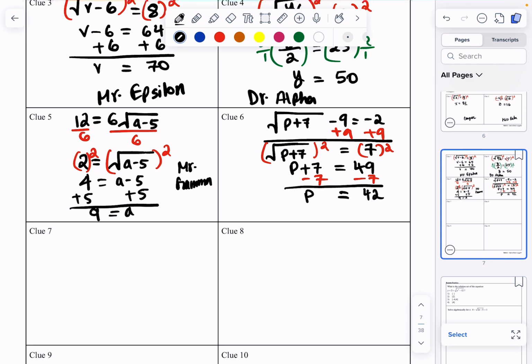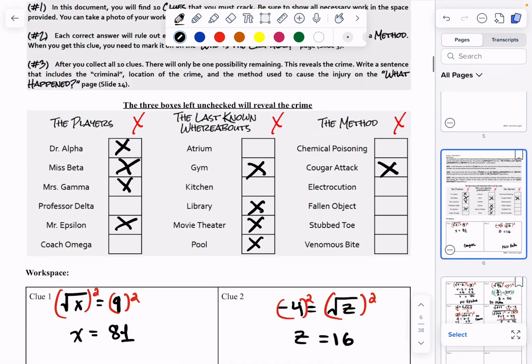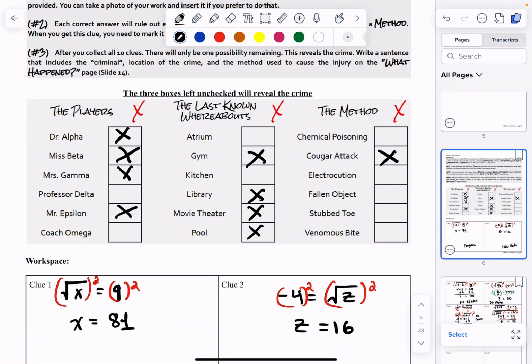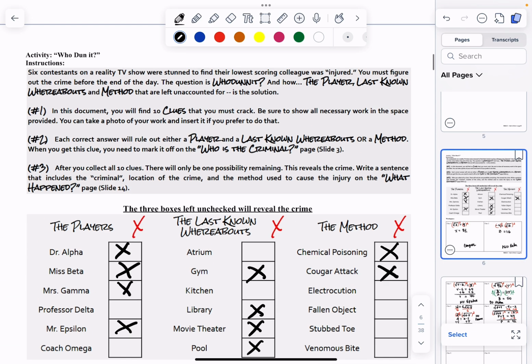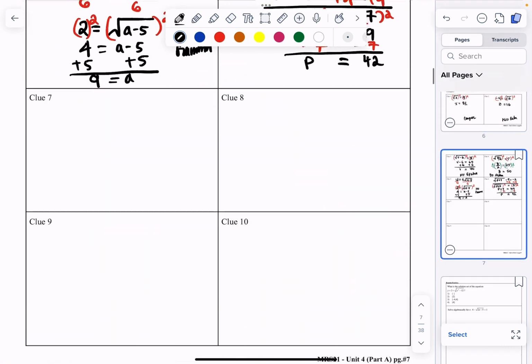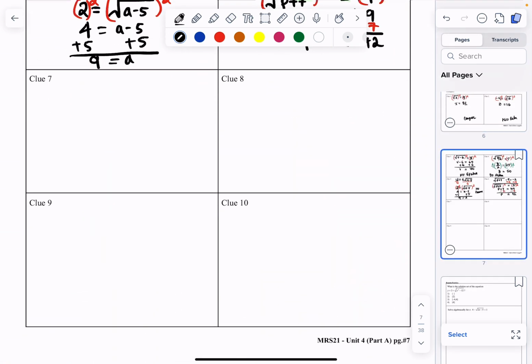And then we have what? That one is the injury by chemical poisoning. So we can go ahead and cancel out that one. Chemical poisoning is this one right here. All right, so let's take a look at our clue number 7.